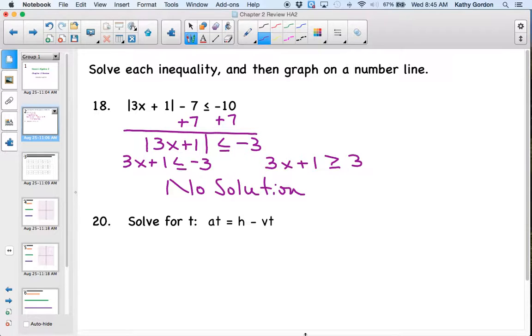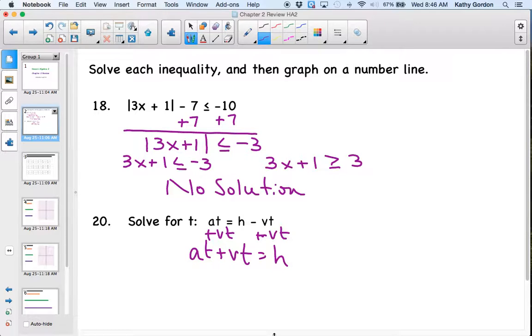So what's the first step in trying to isolate t if we've got 2 of them? First step is to get them on the same side. Okay? So that means we're going to need to add the BT to both sides. So now I've got AT plus BT equal to H. Now, at first glance, that may not seem like you're moving toward isolating t because you just got more stuff over there with the 1 t that you had.